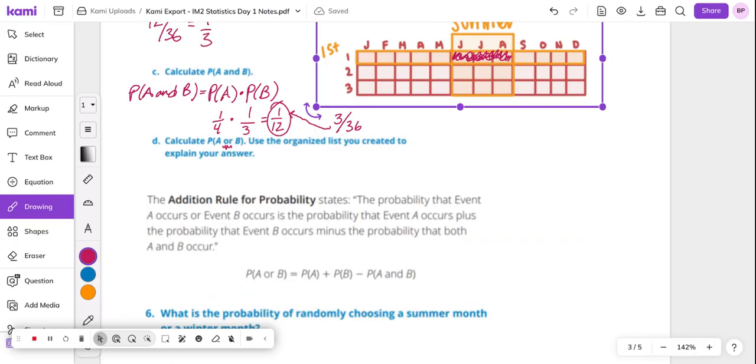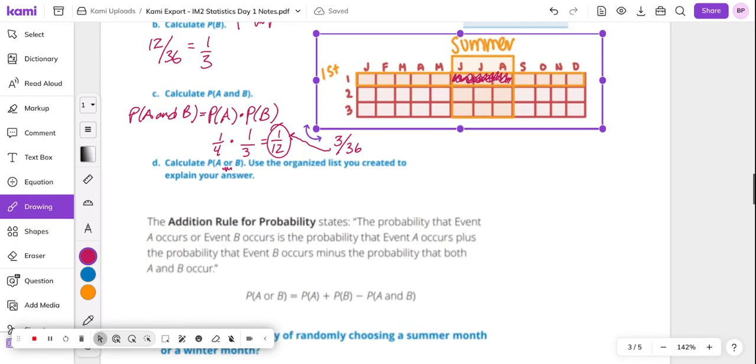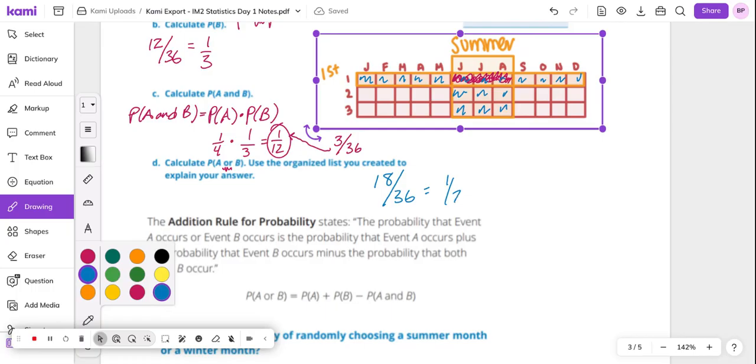Now, if we look at the list, or the list just means if we look at our sample space, our image here, what is the probability that we choose a summer month or the first day of the month? So if we count these out, we've got 1, 2, 3, 4, 5, 6, 7, 8, 9, 10, 11, 12, 13, 14, 15, 16, 17, 18 possibilities, 18 out of 36, which equals 1/2, which equals 50%.